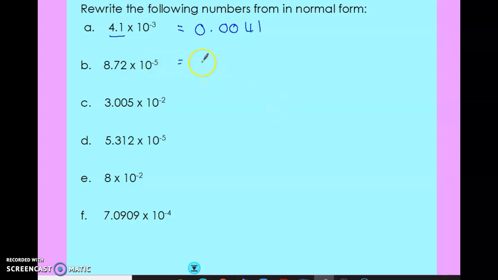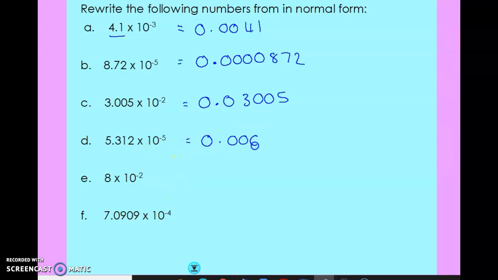B, times 10 to the power of negative 5. That's going to be 0.0000. It's 5 zeros, 872. Again, no decimal point left in the number now. It's been put in here at the beginning. Negative 2, so I want 2 zeros altogether, and then my number without the decimal point. 5.312 times 10 to negative 5, 5 zeros, and then my number without the decimal point. 8 times 10 to negative 2 would be 0.08, and again you can always do a wee check. Let's move the point 1, 2 spaces.